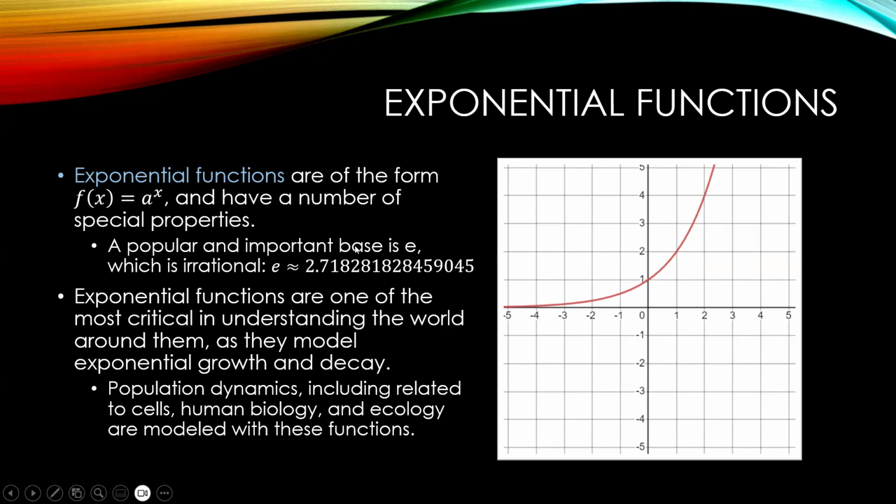A popular and important base is e, which, as you might suspect, is named for Euler, as everything else is. E is an irrational number, and it's roughly equal to 2.718281828459045. I don't know pi that far, but I know e that far, mostly because I just memorized it. There's a trick to remembering this one.